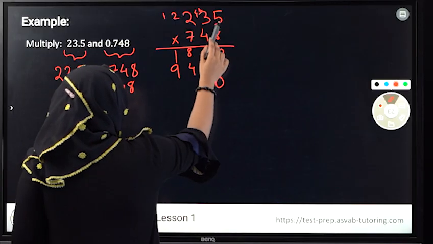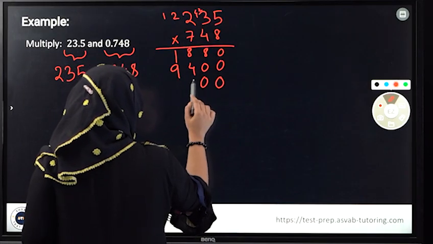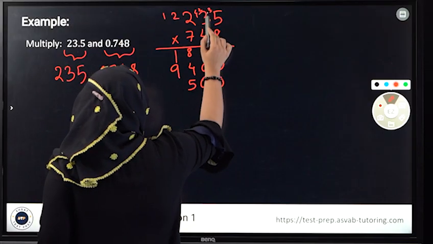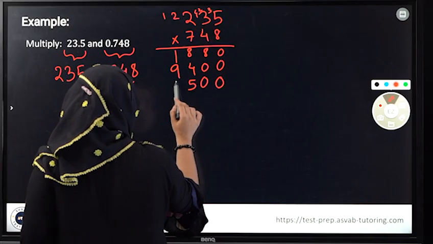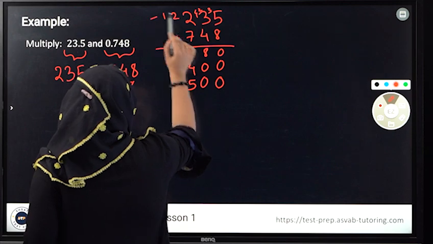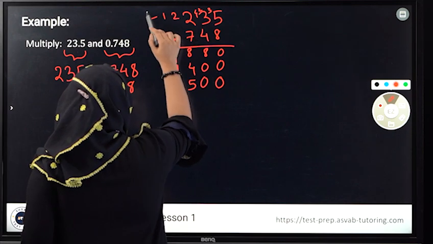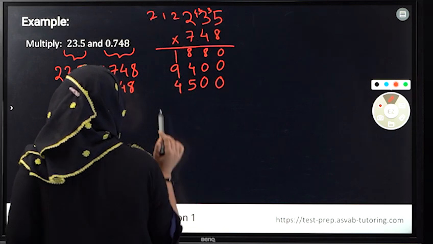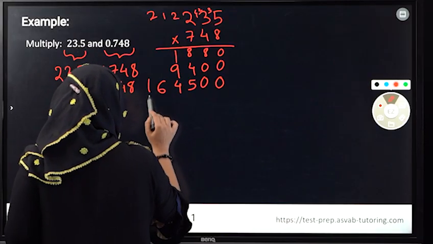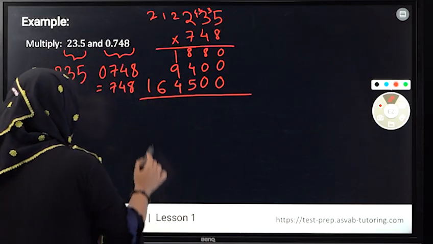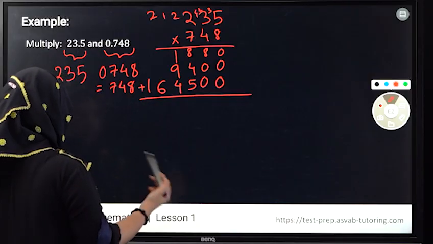All right. 235 times 7 is what? 5 times 7 is 35. Carry the 3. 7 times 3 is 21. 21 plus 3 is 24. Carry the 2. 7 2s are 14 plus 2 is 16. Now let's just add everything up like we have already learned.